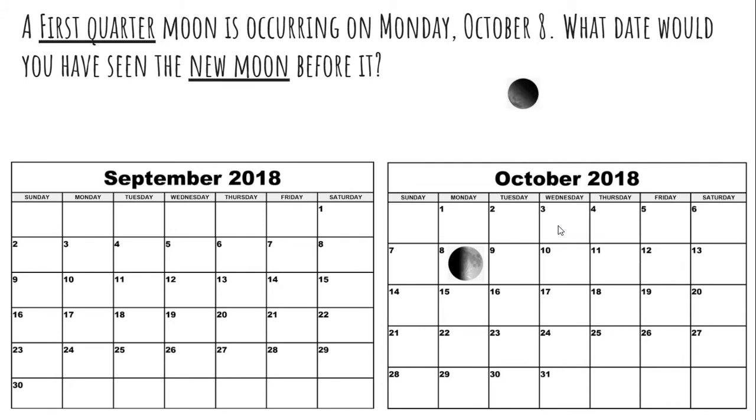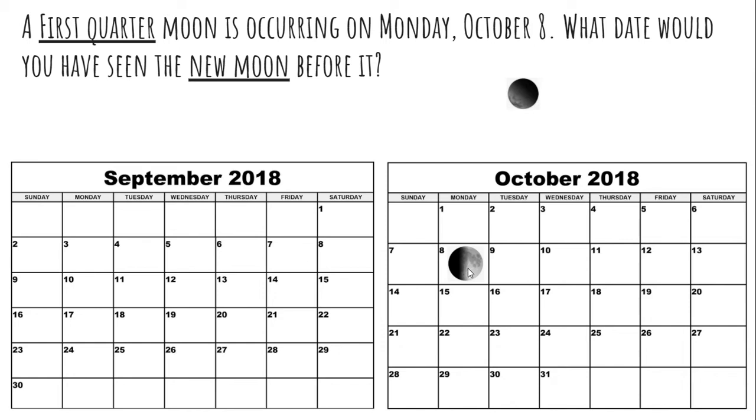So let's say we have a first quarter moon, and that's occurring on Monday, October the 8th, as you see here. What date would we have seen the new moon before that first quarter moon? So if you look at your diagram, you're going to see that a first quarter moon comes just about right after the new moon.